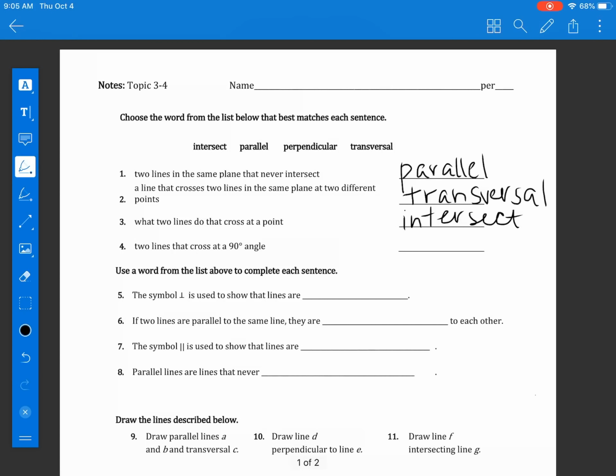Okay. Number 4 says two lines that cross at a 90-degree angle. This is our new word of the day. It's perpendicular. Perpendicular means that it crosses at a right angle. Please spell it correctly because it is provided for you on the paper. The word perpendicular, we're going to use that funny symbol shown in number 5.